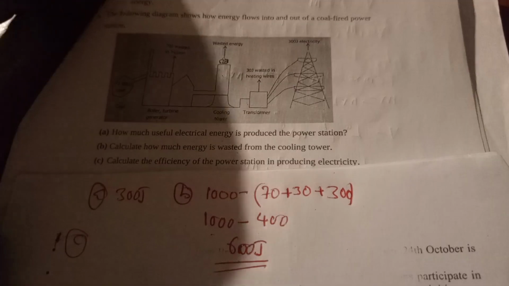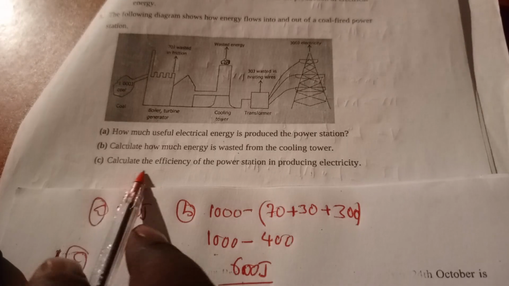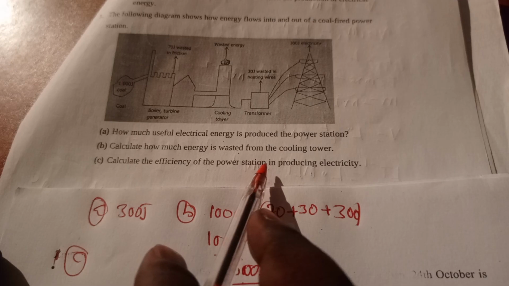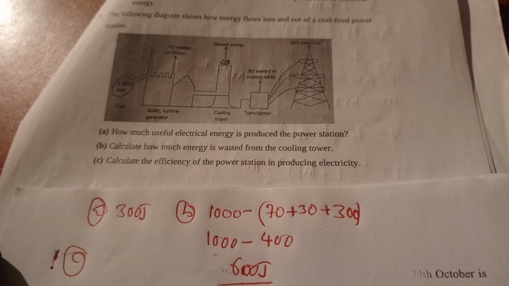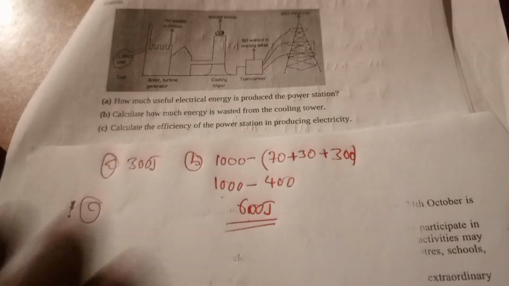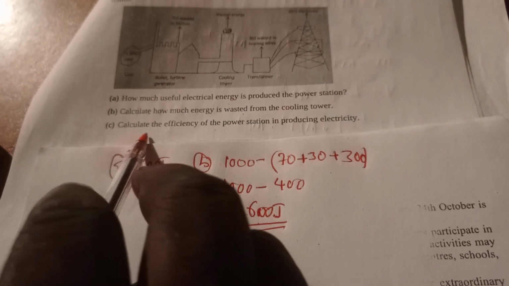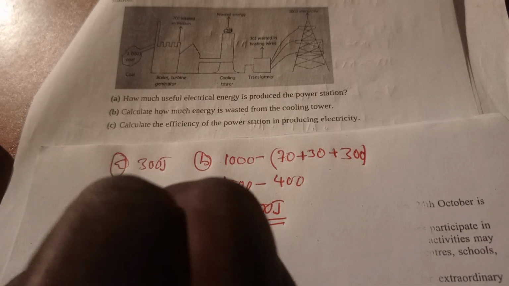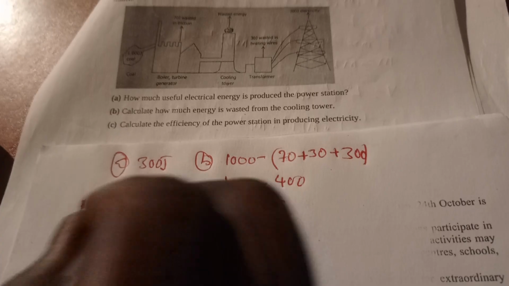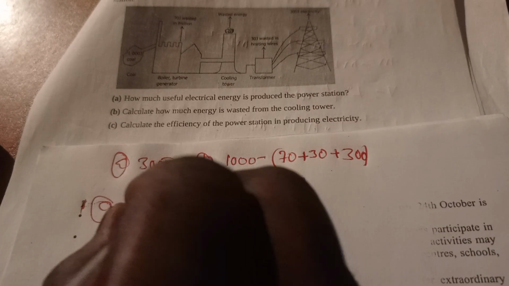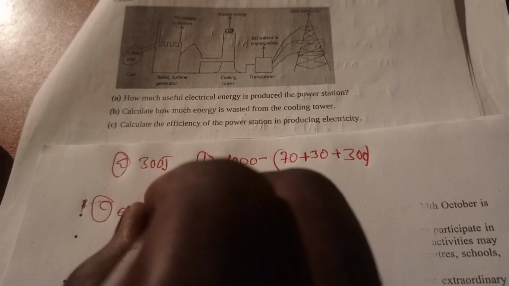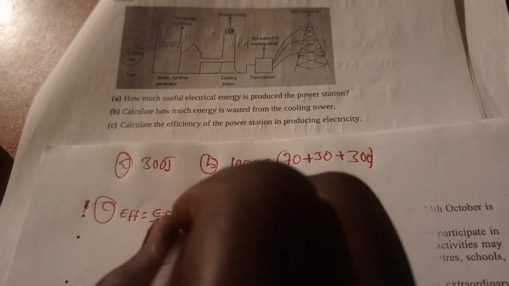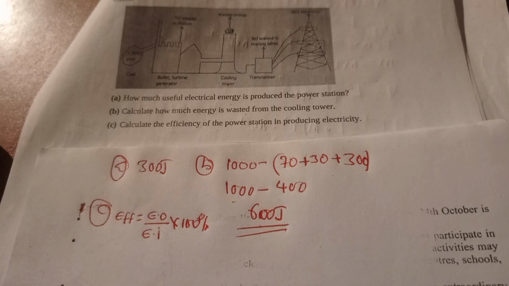Question C is saying, calculate the efficiency of the power station in producing electricity. So they want us to find the efficiency. We need to know that efficiency is equal to energy output over energy input times 100%. This is the formula for efficiency.